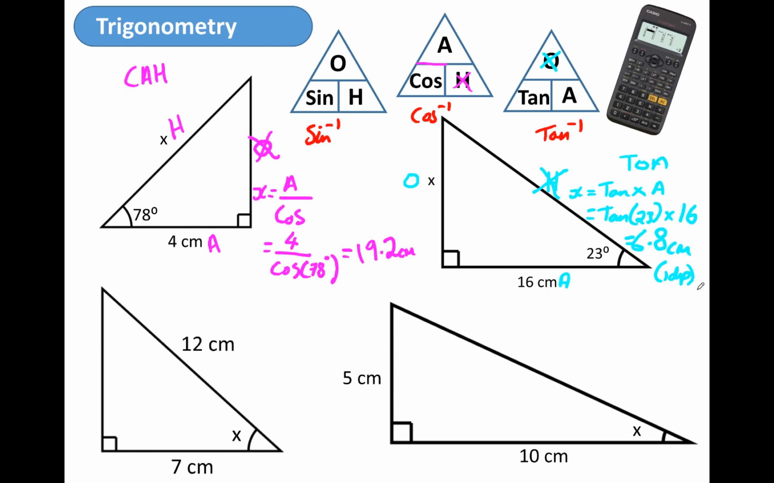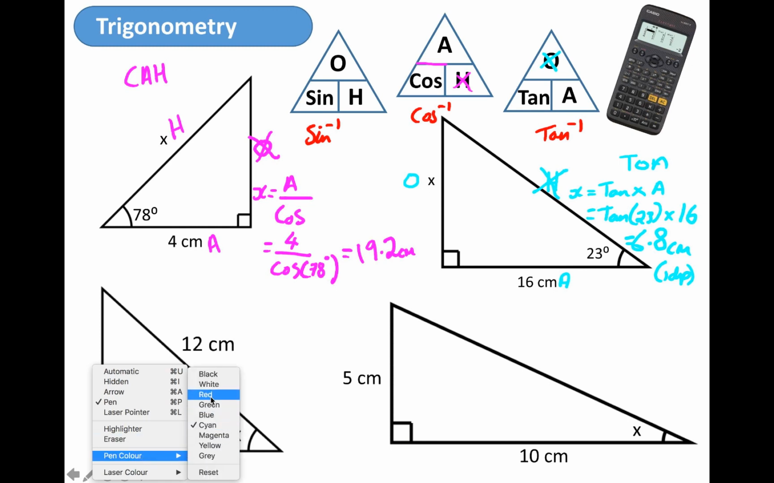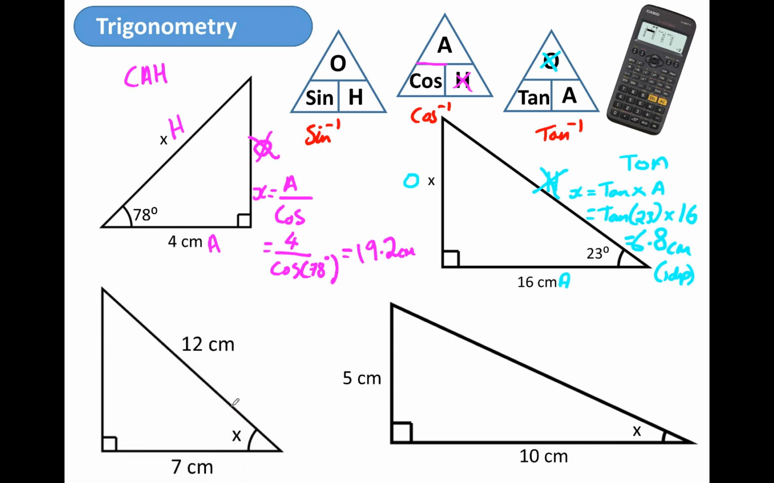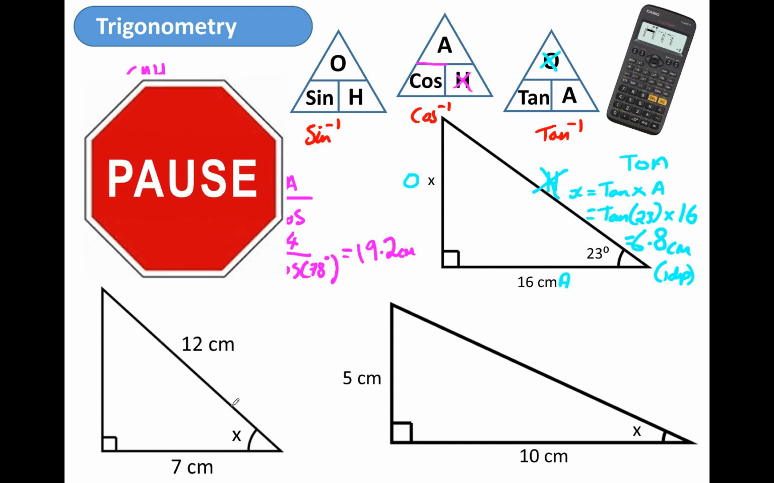Right, we are going to look at these bottom two questions here. Now there's something slightly different about these, and I would suggest that whilst I'm changing pen colour, you pause this and then have a go at answering these, and if you get really stuck, unpause it and then we'll see what we can do.